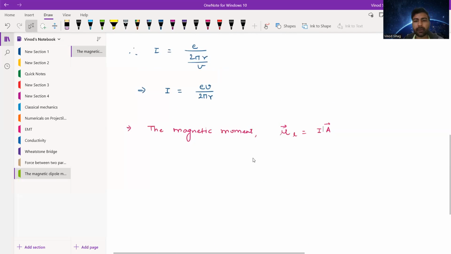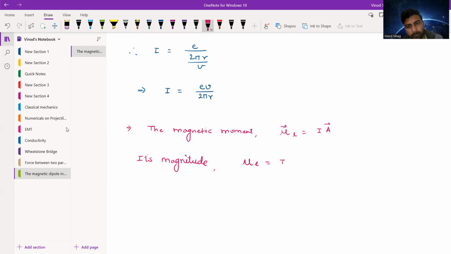So now we are going to take the magnitude here. Its magnitude will be mu L equals I into A, because here I is already in magnitude form and A is the magnitude of the area vector that we have used here.